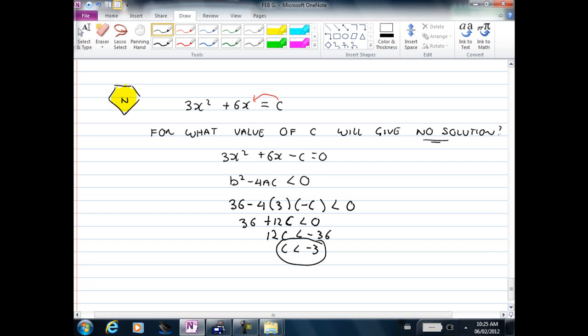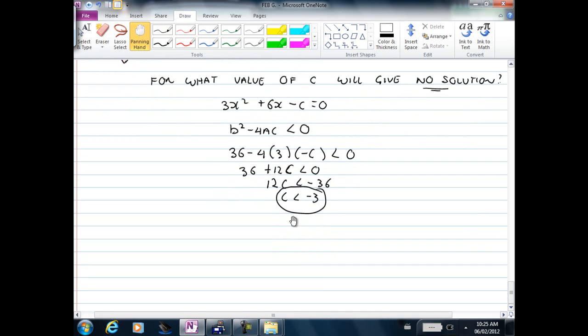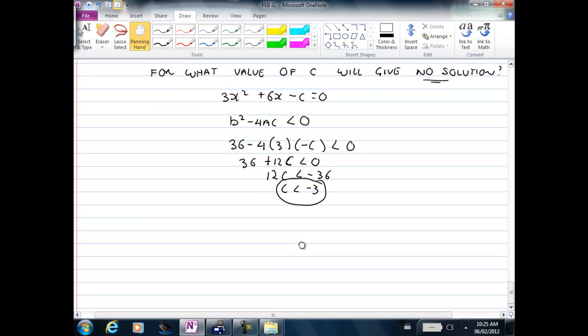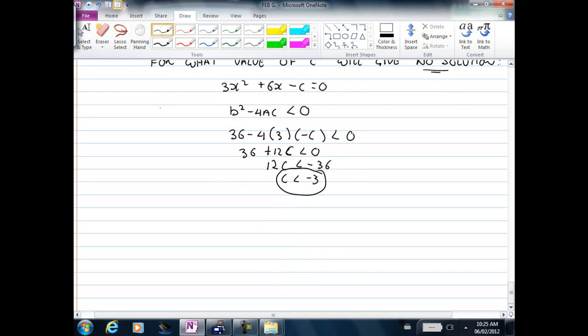That's why I say it's not a simple number. It could be negative 10. It could be negative 6. Try this question now. You should be able to do this once you figure out the trick.